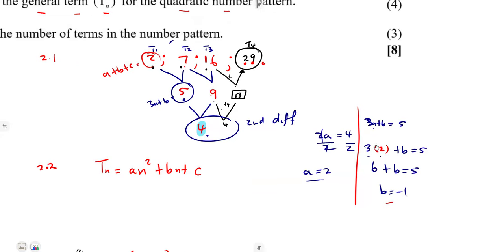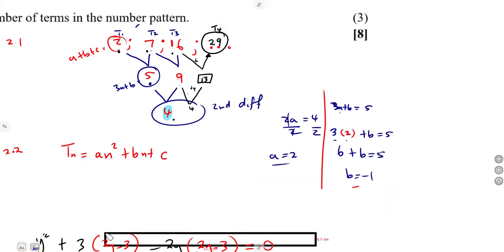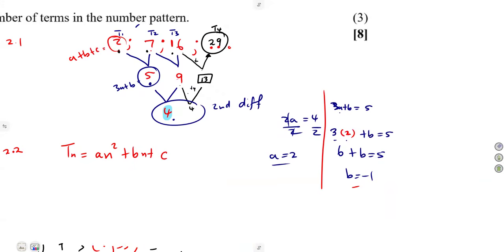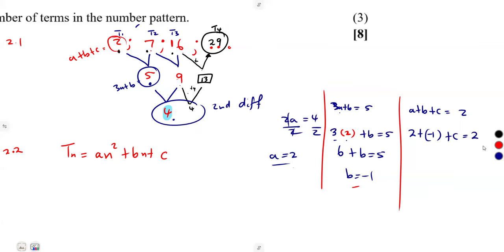C. That equals the first term. So you can simply use that to find the value of c. A plus b plus c is supposed to give us 2, where our a is 2, our b is negative 1, plus c is equal to 2. Combining 2 plus negative 1 gives 1, plus c equals 2. So take 1 to the other side, which becomes negative. So c is equal to 2 minus 1.